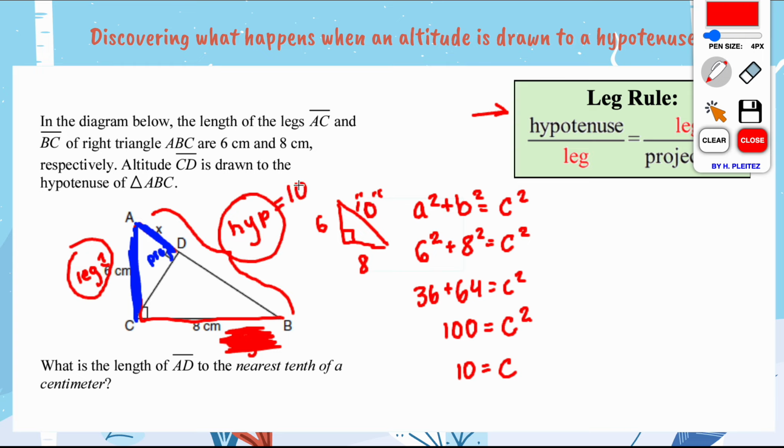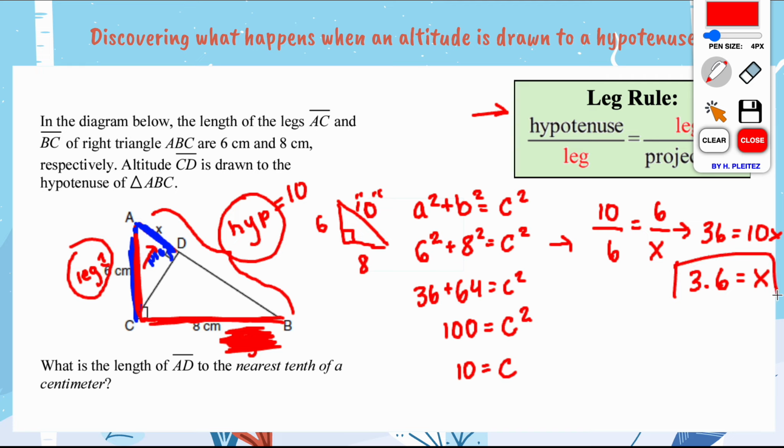So now I think I have enough where we can use the leg rule. I'm just going to put some numbers in. The hypotenuse of my largest triangle is 10 over the leg that we're working with. Now we're not working with this leg, we are not working with CB. We are working with AC. So 10 over 6 equals 6 over that leg's projection, which is down here, that's X. If we cross multiply, we get 36 equals 10X, and then we get 3.6 equals X.